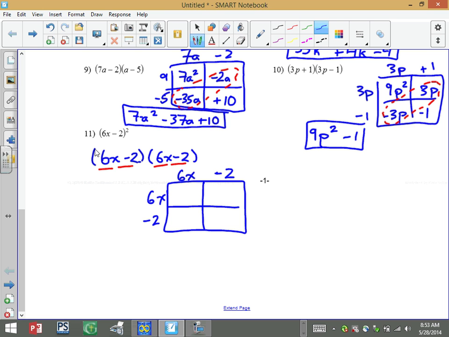So 6x times 6x, so 6 times 6 is 36, and you have the x squared. Negative 2 times 6 is negative 12. You have the x. 6 times negative 2, again, is negative 12. You got the x, and negative 2 times negative 2 is 4. Be very careful when you're adding these. Negative 12 plus negative 12. Again, you can use your calculator if you'd like. So we got 36x squared. Negative 12x plus negative 12x is negative 24x. And then we have plus 4.